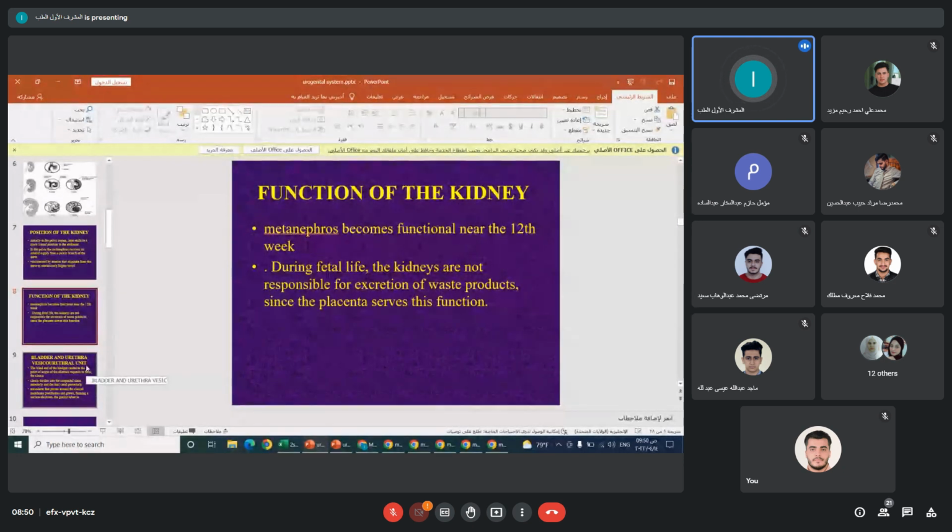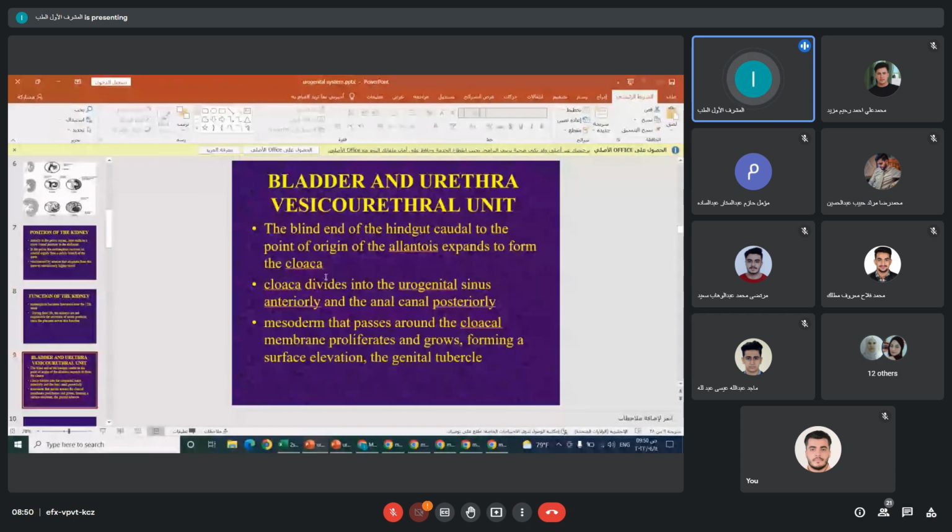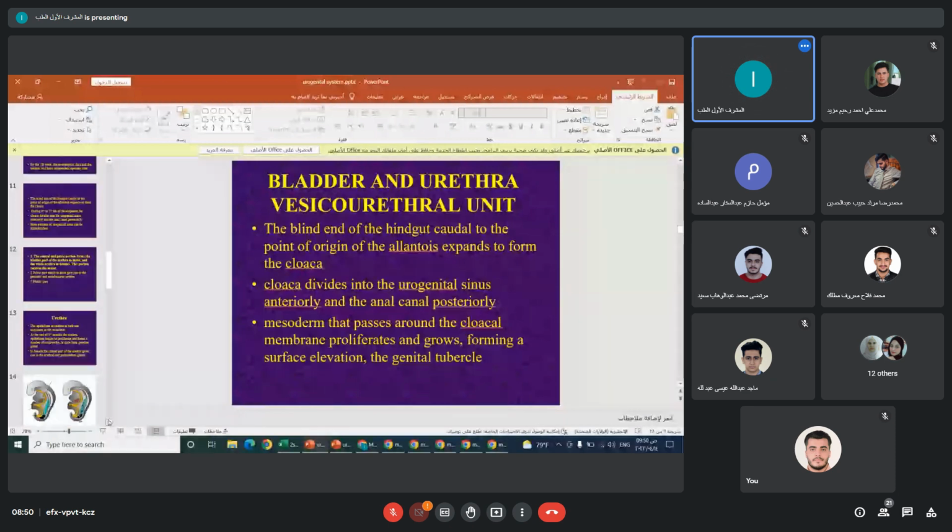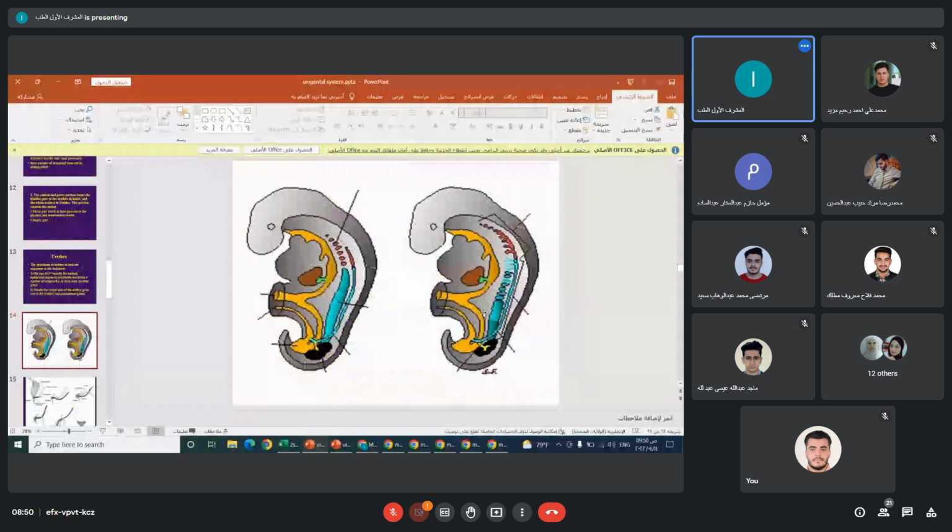Now we finish with the kidney and the ureter. Now we come to the bladder. The blind end of the hindgut caudal to the point of origin of the allantois expands to form the cloaca. Here. Okay, the distal part will enlarge to form the cloaca.